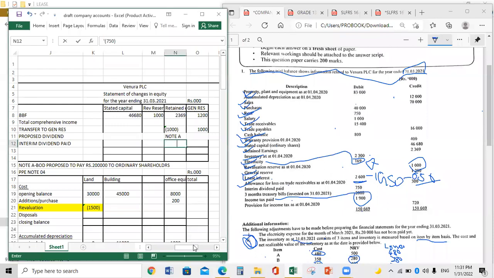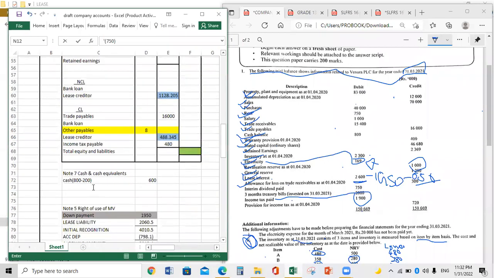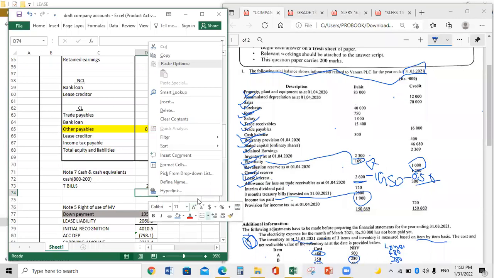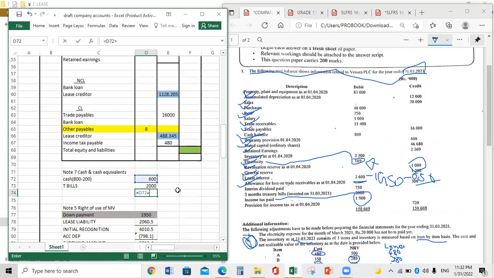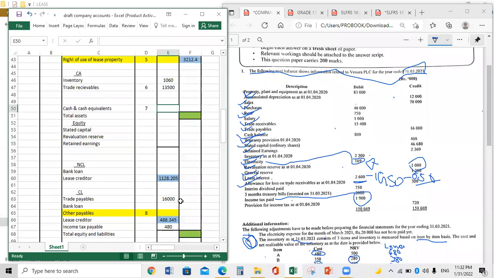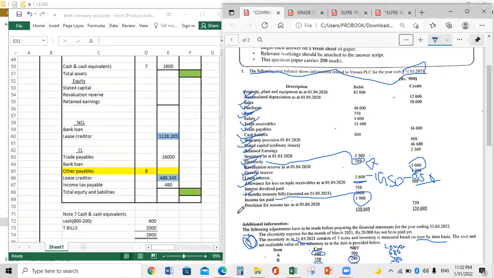Yes, very good. Record under cash and cash equivalent. Treasury bill should come under the cash and cash equivalent note. So say here treasury bill. How much? It is 2,000. Now guys, find the closing cash and cash equivalent. Calculate the closing cash and cash equivalent. 2,600. Record it under current asset. 2,600 cash and cash equivalent. Okay, so that is done. Income tax paid, done. All done.